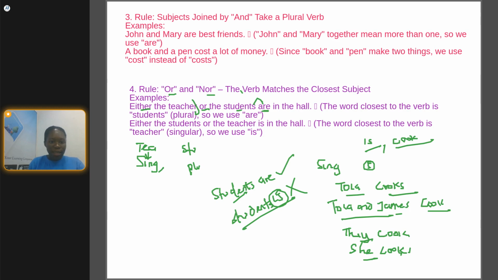Okay, so the other example that we can have is either the students or the teacher. Now the case is different. We have students first, we have teacher next. Now students is plural, teacher is singular. Since teacher is singular, are we going to use is or are? If you know, please drop it in your chat box. Are we using is or are?